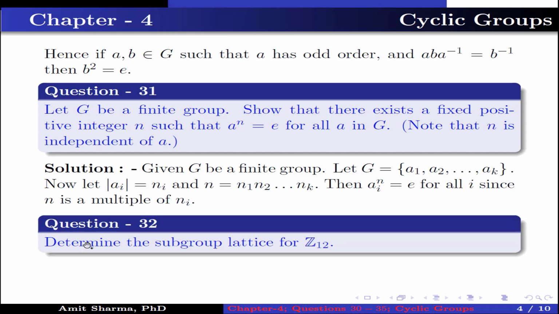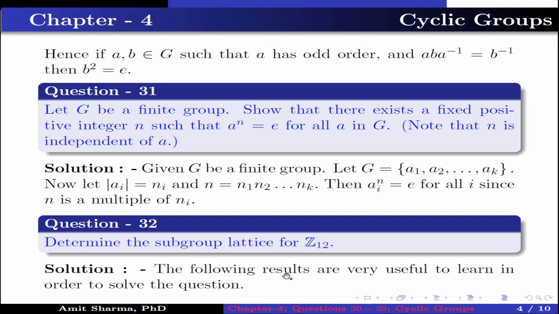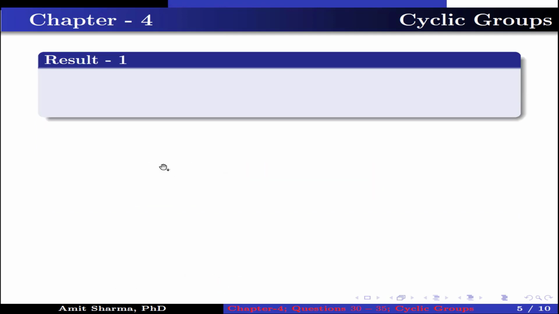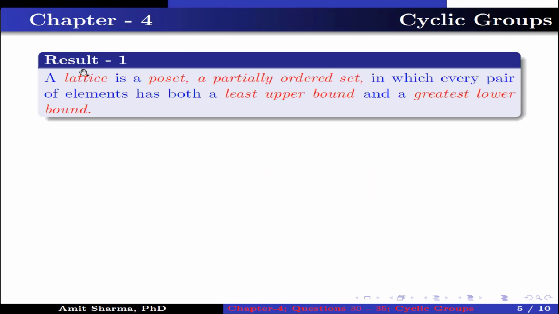Question number 32. Determine the subgroup lattice for Z12. The following results are very useful to learn in order to solve the question. Result number 1. A lattice is a poset, that is a partially ordered set, in which every pair of elements has both a least upper bound and a greatest lower bound.